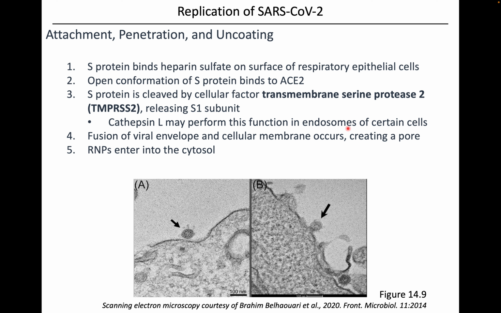So then you're going to get membrane fusion, right? Getting that pore produced so that we can get the RNP into the cytosol. And you can see some electron micrographs down here of that happening. So here's the virion, sitting at the plasma membrane. And we can see we've already opened up a pore here. We've already had some membrane fusion in the image on the right.